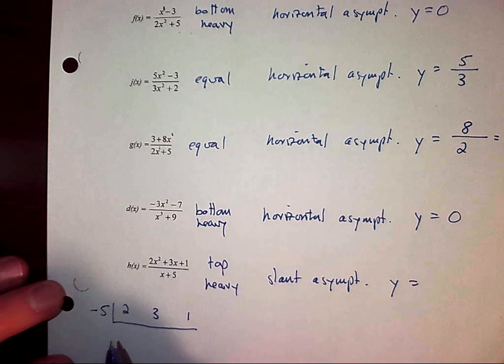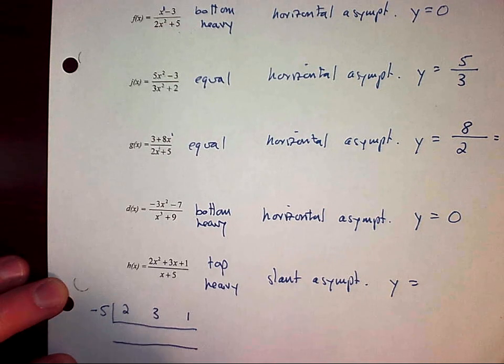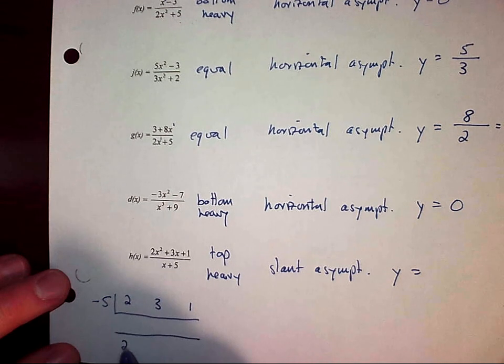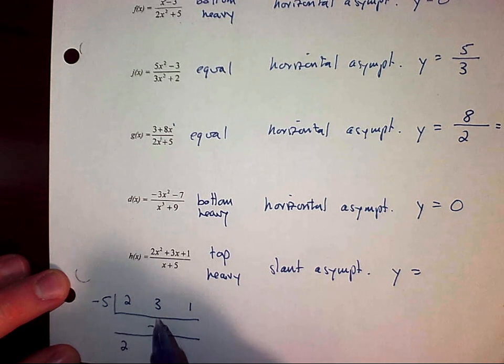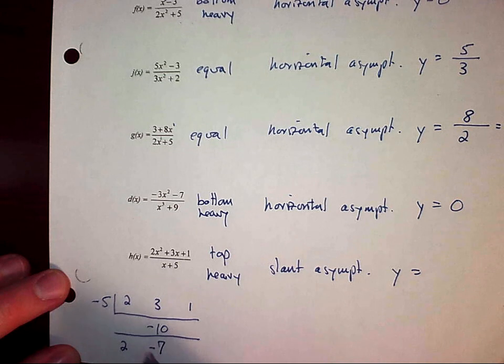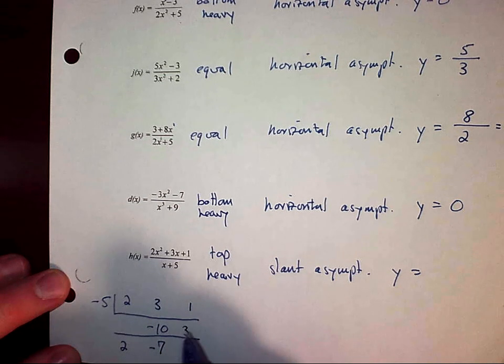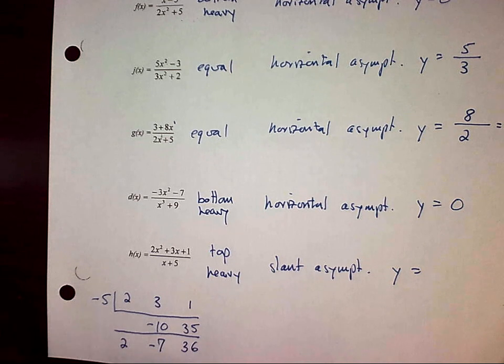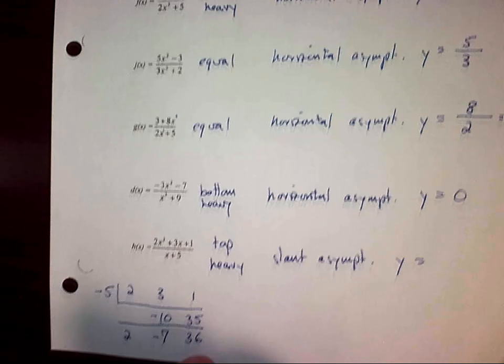Alright, how do we do synthetic division again? Again, we have this other horizontal line. We pull down the 2. Negative 5 times 2 is negative 10. Now we can add these two things, which gives us negative 7. Negative 5 times negative 7 is 35. If we add these two things, we get 36. So we have a remainder.